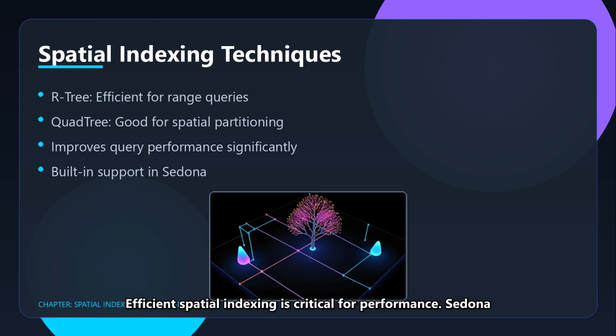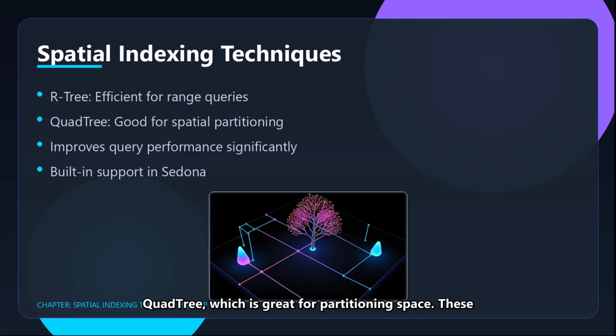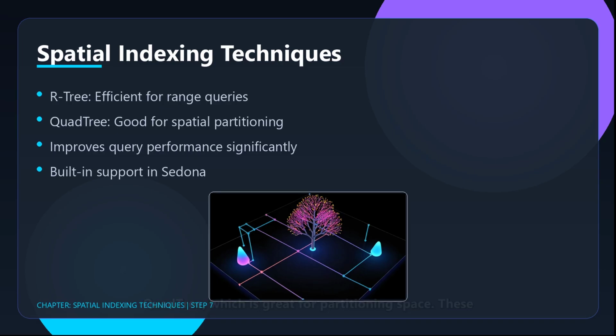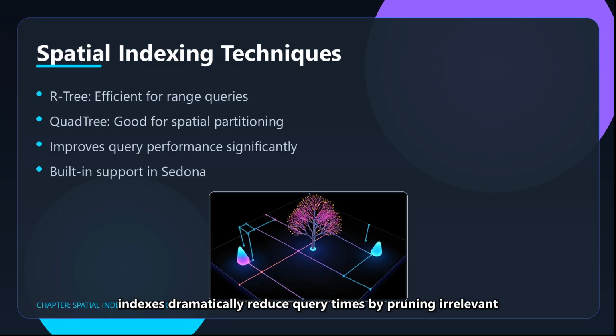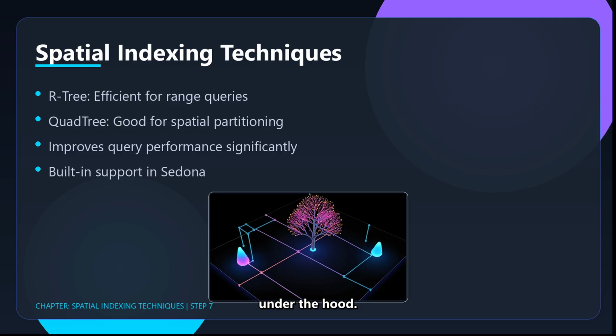Efficient spatial indexing is critical for performance. Sedona supports R-Tree, which excels at range queries, and QuadTree, which is great for partitioning space. These indexes dramatically reduce query times by pruning irrelevant data. Sedona handles index creation and usage transparently under the hood.